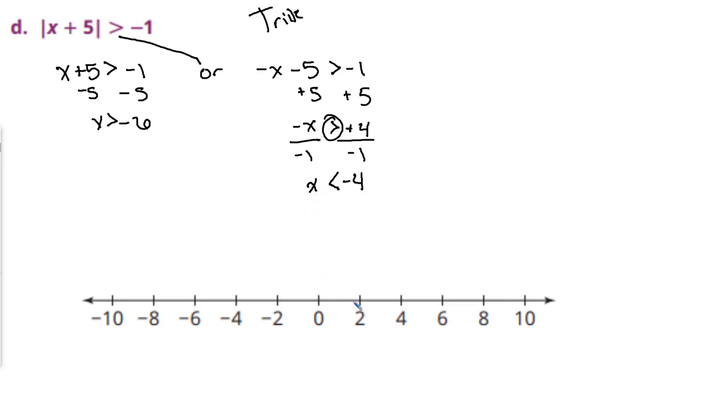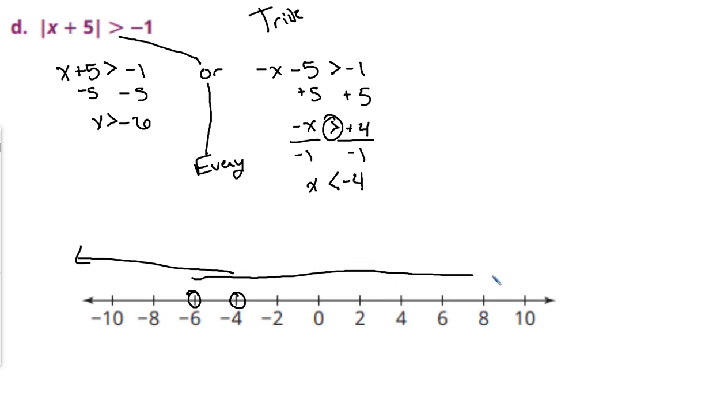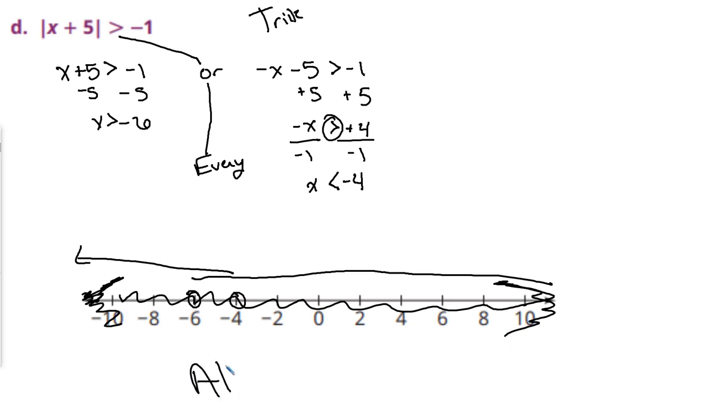And so, "or" means I want everything that's covered. So at negative 6 and at negative 4. So at negative 4, I shade back this way. At negative 6, I shade this way. So that means I covered everything. So it's all real numbers.